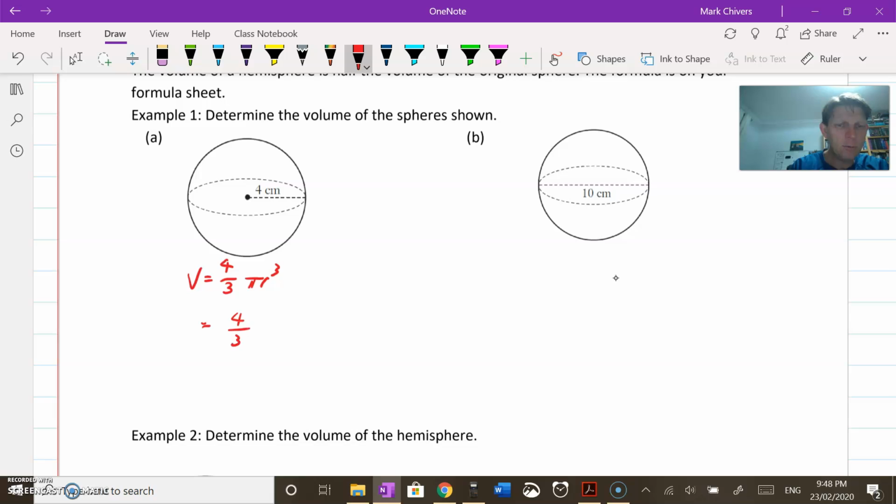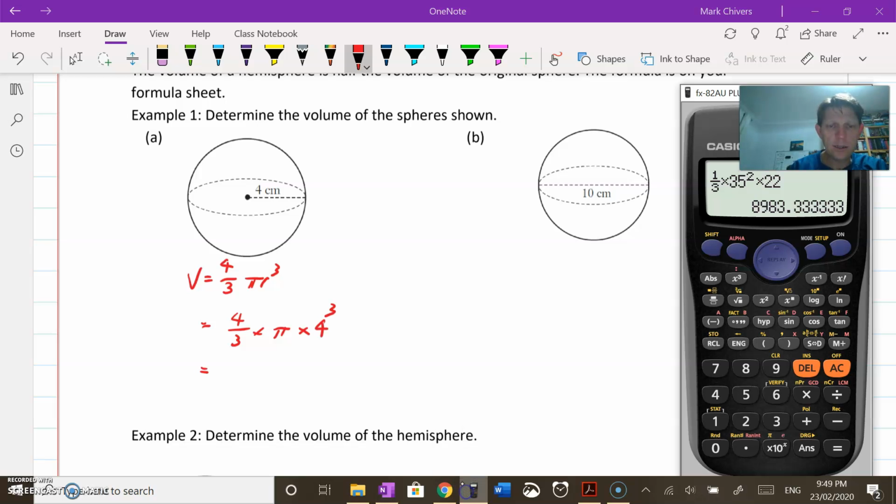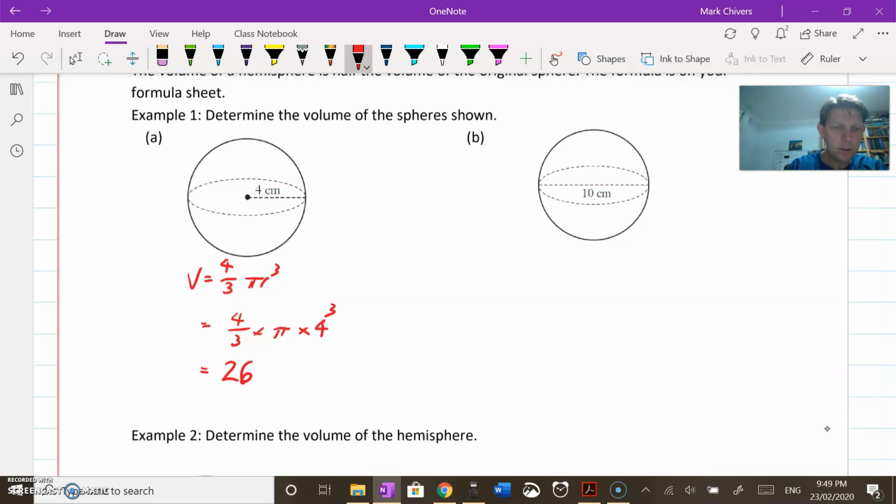So we substitute in what we know, 4/3 times pi times, and in this case the radius is 4, so that's 4 cubed, and you just key all of that into your trusty calculator. So 4 over 3 times by pi times by 4 cubed. And that's 268.08. I'll call that 268.1 centimeters cubed because it's a volume, and that's to 1 decimal place.